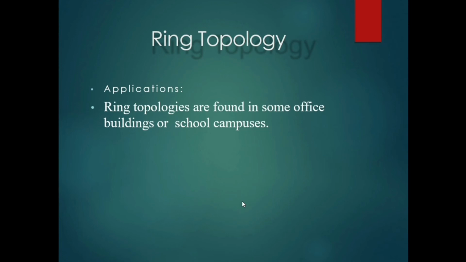Applications where we can use this ring topology. Ring topologies are found in some office buildings or school campuses. Basically in a small office or small building or school campus, where fewer computers are used, for example in an accounts department or any other department where few computers are needed on the network system, we can use ring topology for a low cost of network configuration. To establish this network, we can use it.